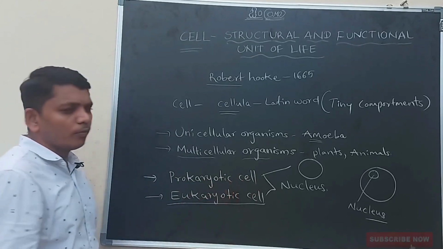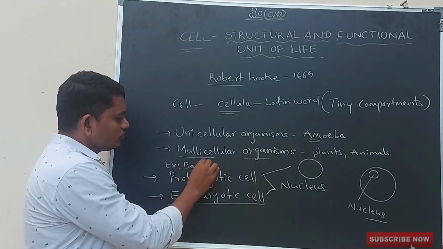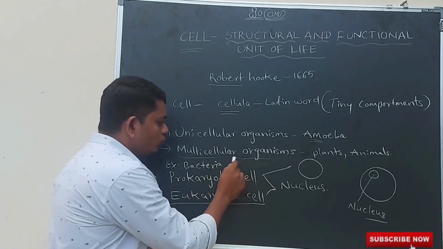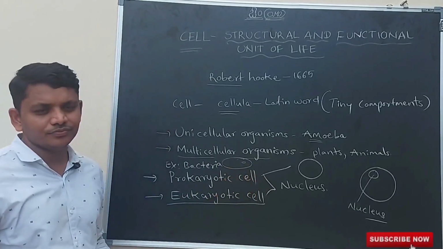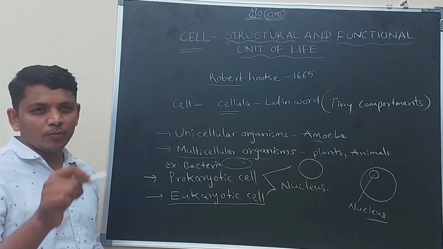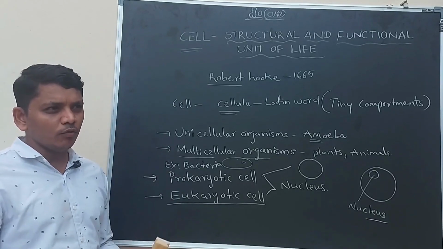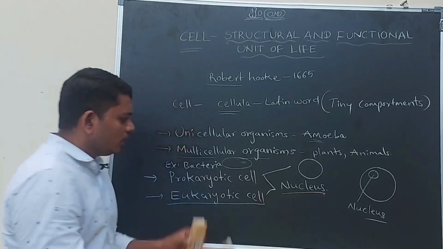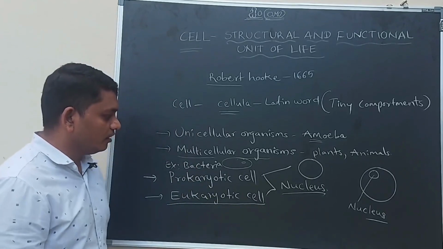The best example for the prokaryotic cell is bacteria. In bacterial cells, there is no nucleus, and there are no membrane bound structures or membrane bound organelles within it. Okay, this is the second point. We are only going to discuss a single important point, that is the presence of the nucleus. If the nucleus is present in the cell, it is called a eukaryotic cell.